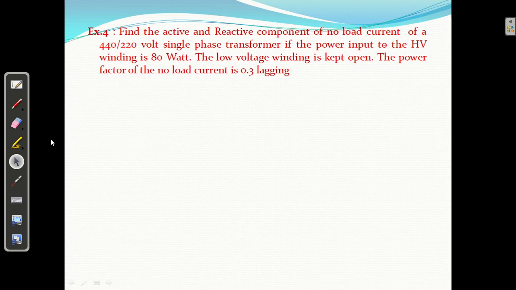Example number 4. Find the active and reactive components of no load current of a 440 volt by 220 volt transformer. This is the transformer given. This is the primary side voltage. This is the secondary side voltage. Single phase transformer. The power input to the high voltage winding is power input.